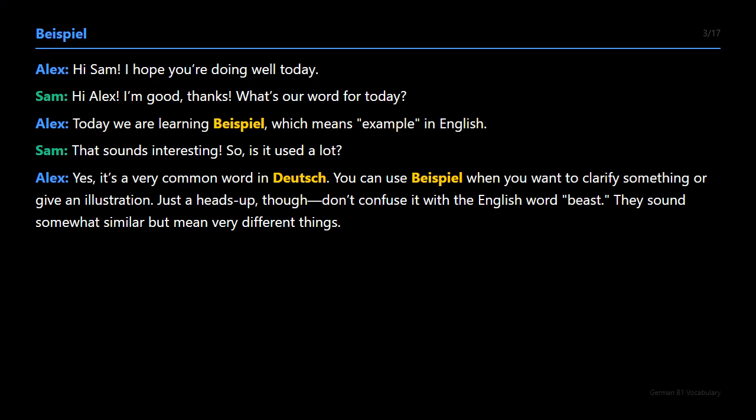That sounds interesting. So, is it used a lot? Yes, it's a very common word in Deutsch. You can use Beispiel when you want to clarify something or give an illustration. Just a heads up though, don't confuse it with the English word beast. They sound somewhat similar but mean very different things.